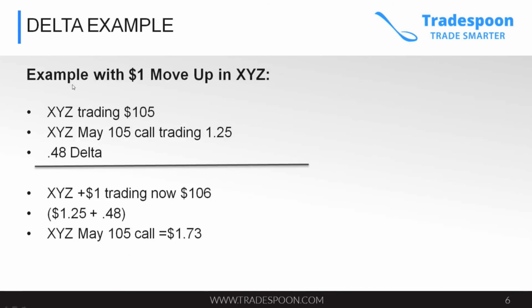So let's go to one example. If XYZ is trading at 105 and the May 105 call trades at $1.25, what happens if the stock moves by $1 from 105 to 106? You see on your screen that you take the original price, $1.25, plus the 48 cents delta for that 105 strike price, and that's how you come up with $1.73.